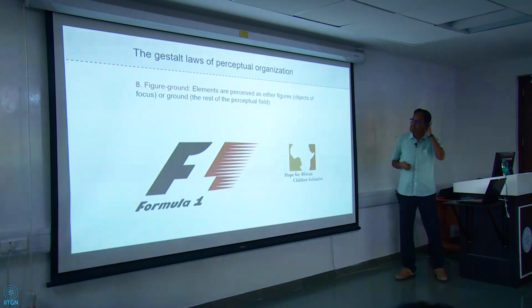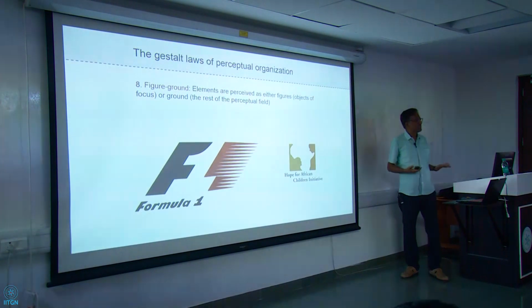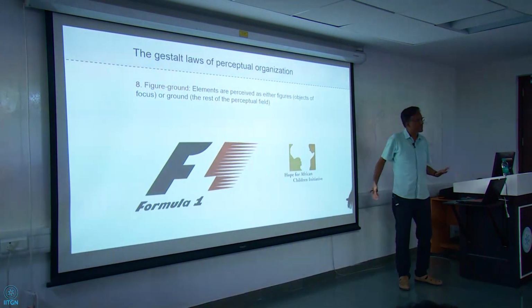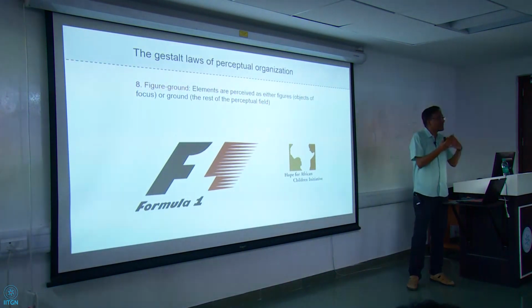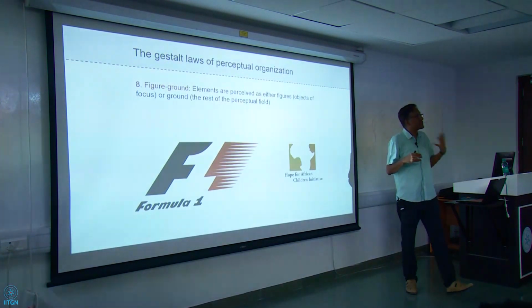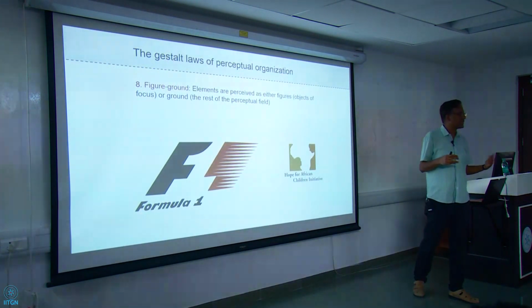Figure and ground: we either perceive figures or ground. So for example, if I'm standing here, I am the figure and then this is the background, right? Whenever that distinction or the clarity doesn't exist or it is ambiguous, we get very confused, okay? So in visualizing, we try to avoid that problem, right?